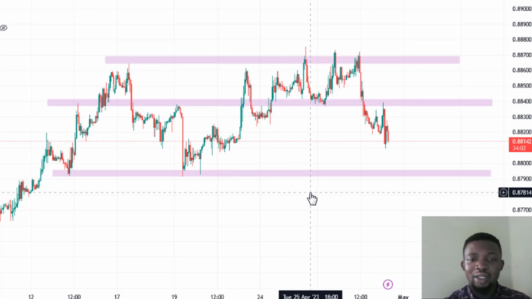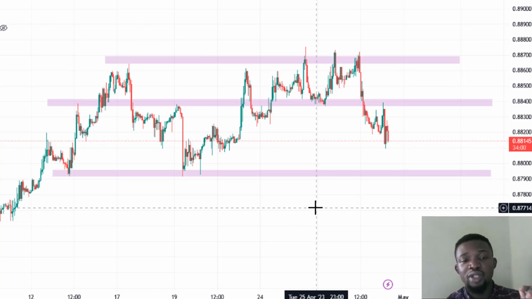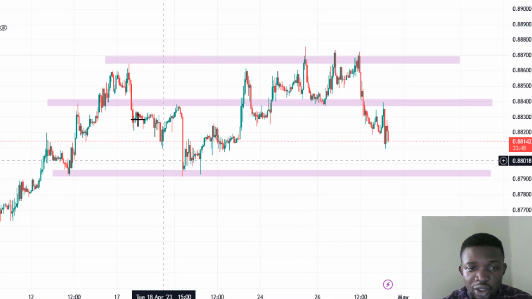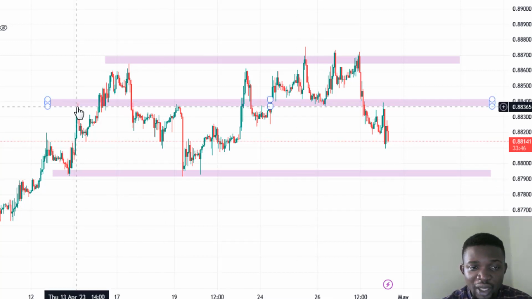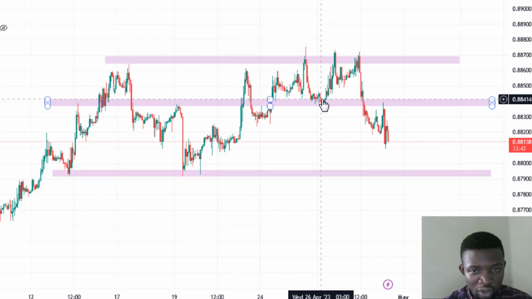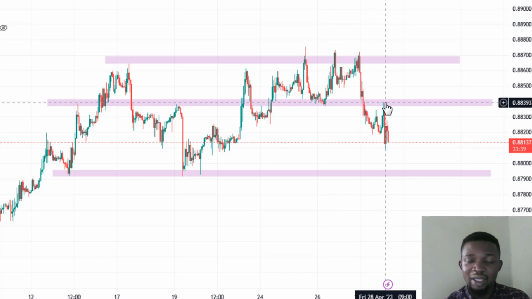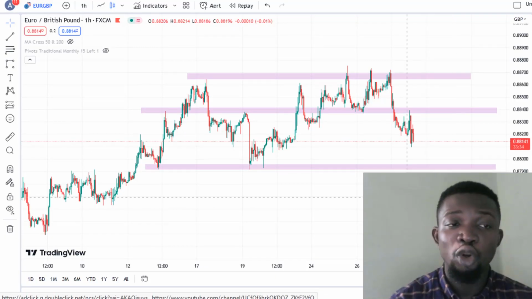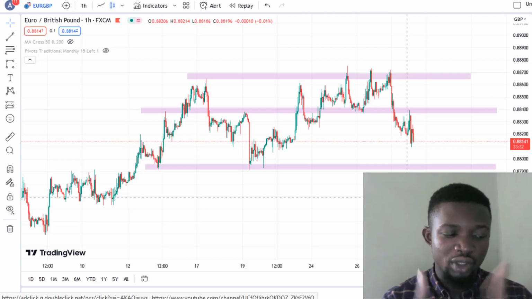Also now the third rule says this level must serve as both support and resistance at the same time. But actually not all levels can serve as support and resistance at the same time. But here you realize this level here is a resistance there, a resistance there, but a support here, now back to being a resistance. That is how I draw my levels following these three rules.